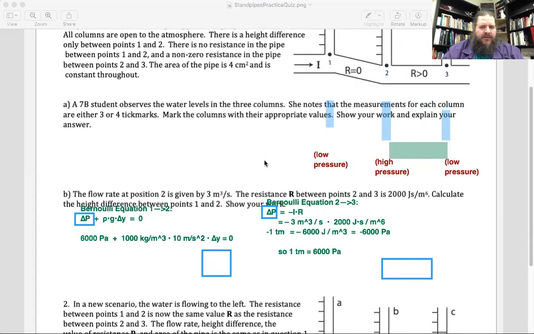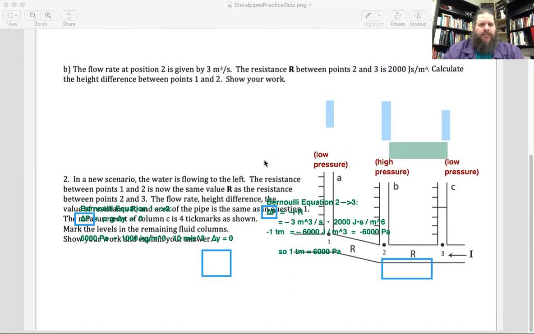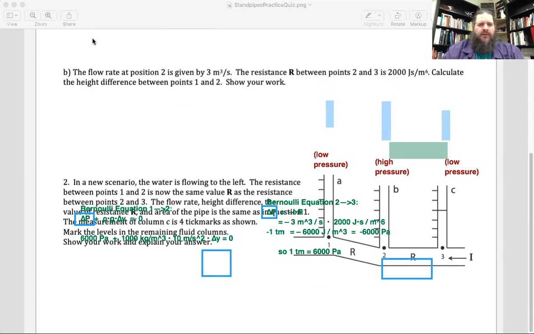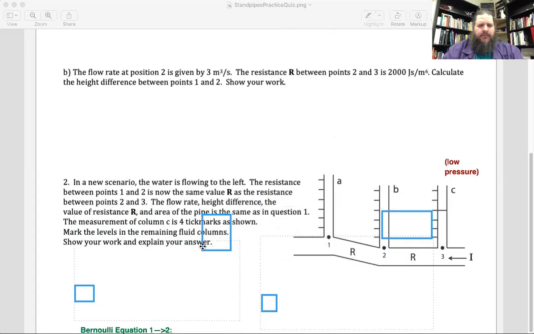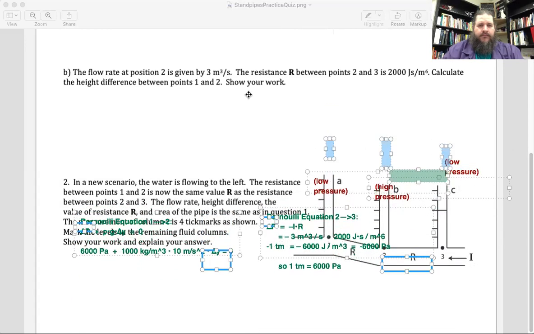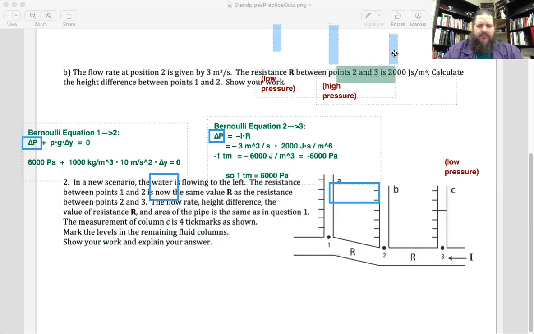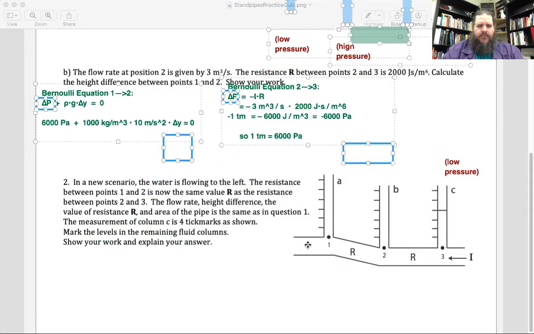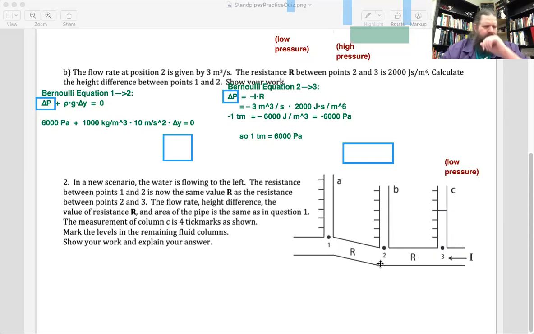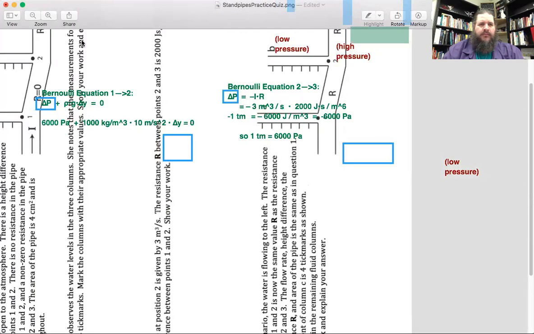Oh, that's right. There's another part to this, isn't there? So in this case, it looks like we've got the same sections of pipe, but we're doing something a little differently. In this case, water's flowing to the left. Oh, and also we now have resistance in the section from 1 to 2.